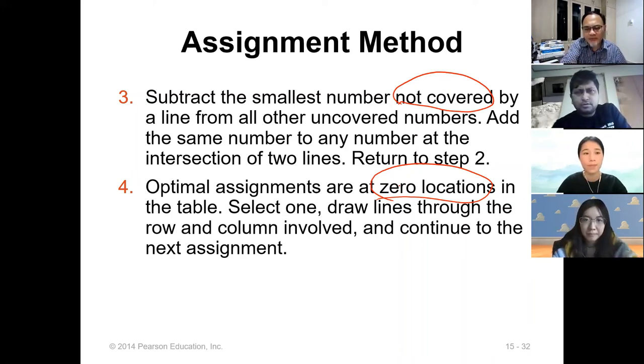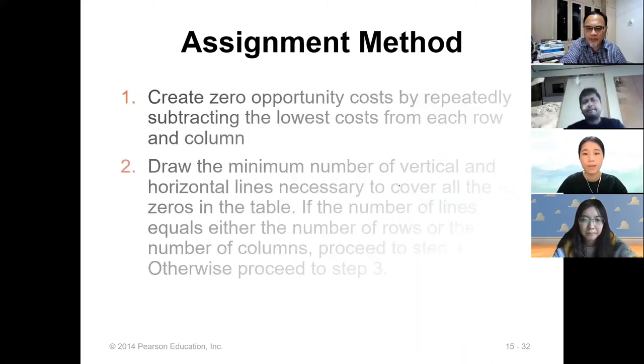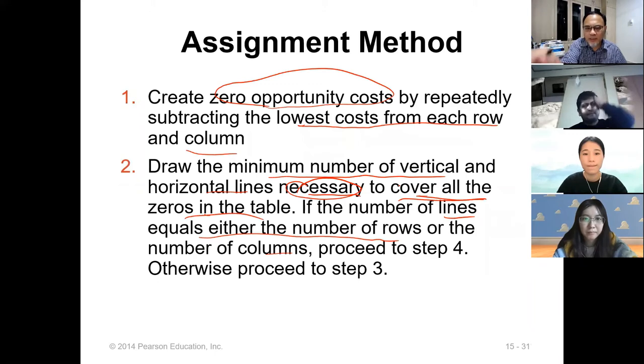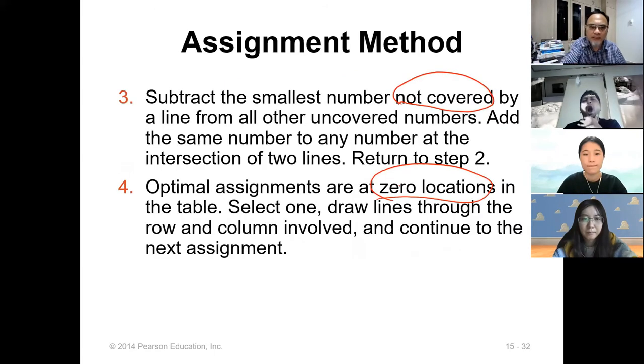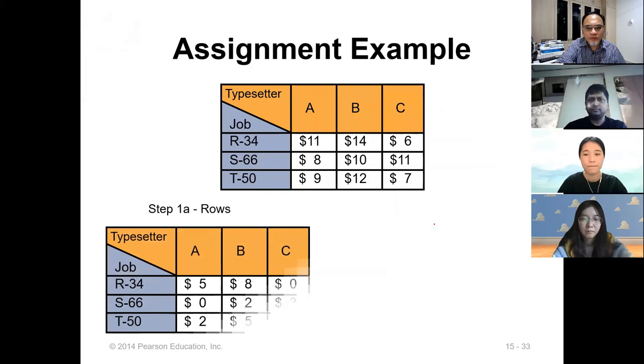But these are the steps. The first step is to find zeros in the rows and columns, then draw the minimum number of lines. If the number of lines is equal to the number of rows in the table, then it's optimum. If it is not, keep on repeating with the uncovered numbers. Uncovered means lines are not drawn. So it's like this.